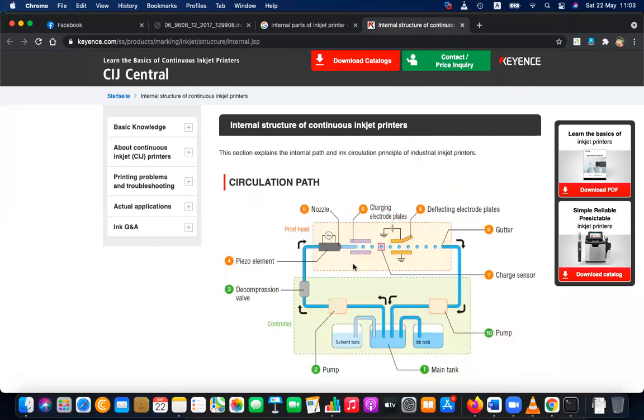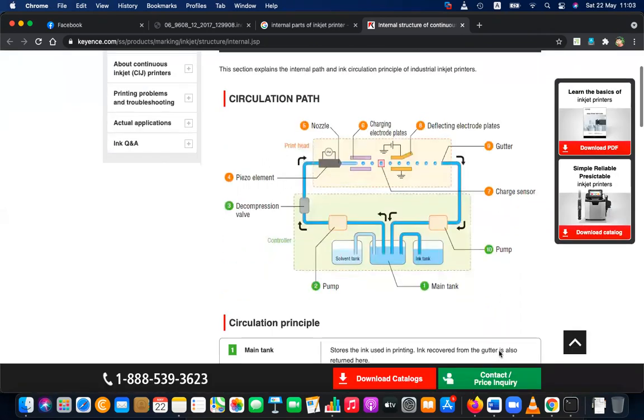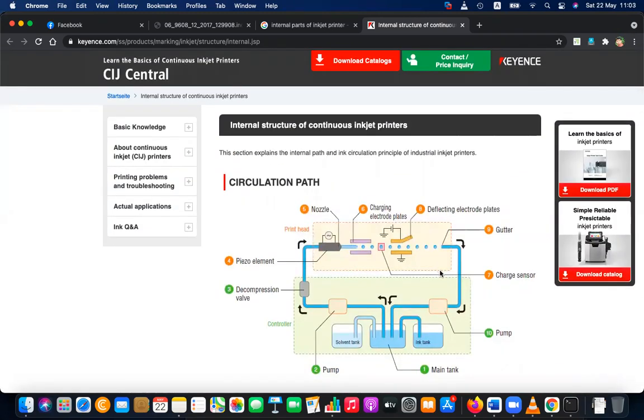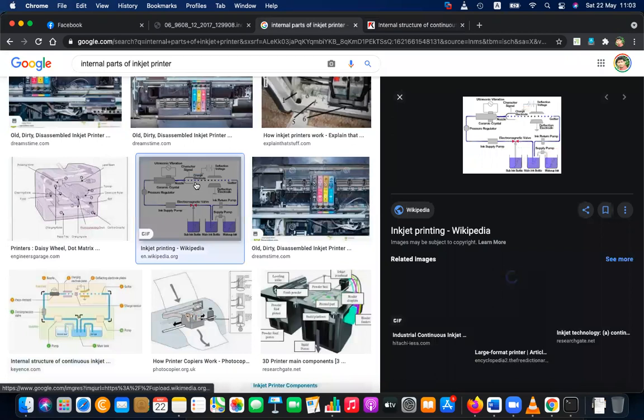You can see here, this is the print head and this is the nozzle. There are tiny nozzles; this just shows one nozzle. And these are the charging electrode plates, and this is how the ink is ejected or deflected. This is where the paper is, and this is how it is controlled. This is the ink tank, the main tank, and these are the pumps. And the stepper motor. The print head is connected to the stepper head, but it is not shown here. This is an animation, which is better.